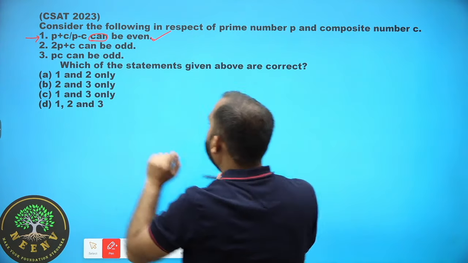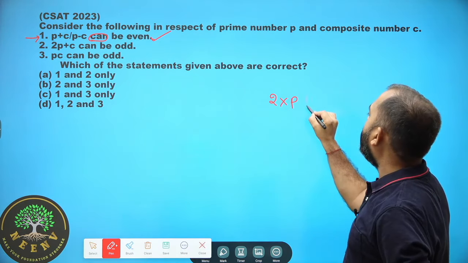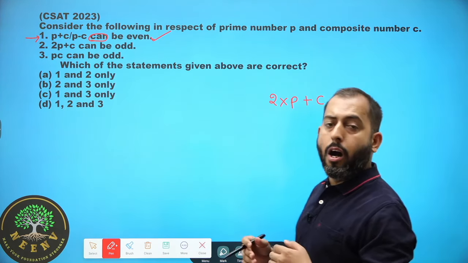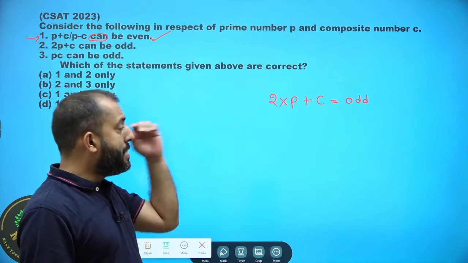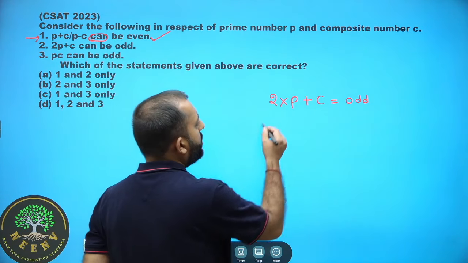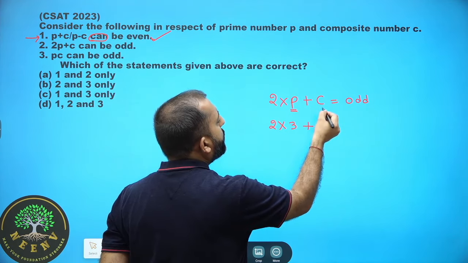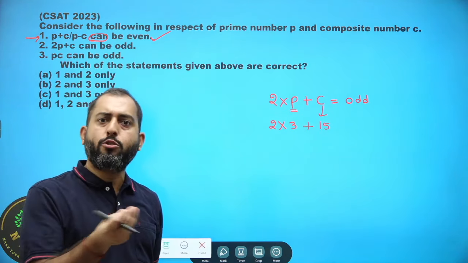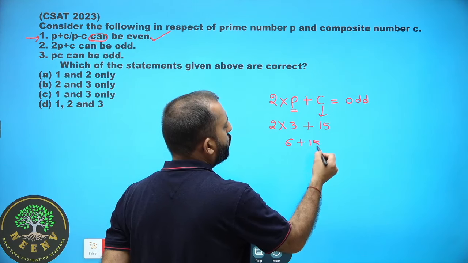It says 2 when multiplied by prime number P and when added to composite number C, the result must be odd. So we have to assume one prime value for P and one composite value for C such that the result comes out to be equal to odd. Only one such case. So see, suppose your prime number P was 3 and your composite number was, let's say, 15. C is composite, so composite number, let's say 15. Now if we add them, 2 into 3 is 6 plus 15, which is 21.